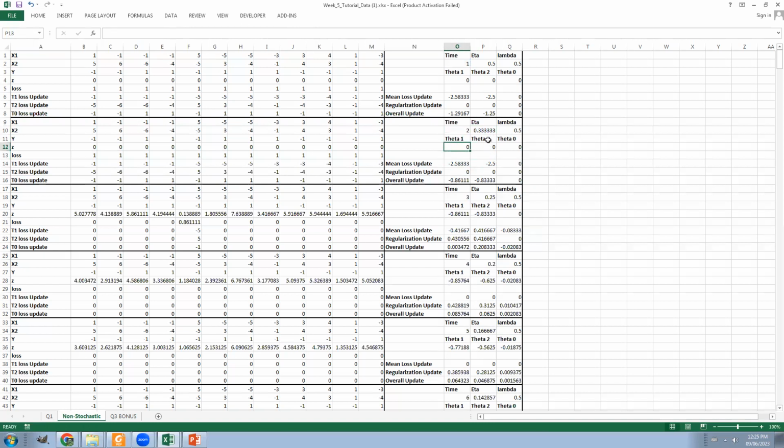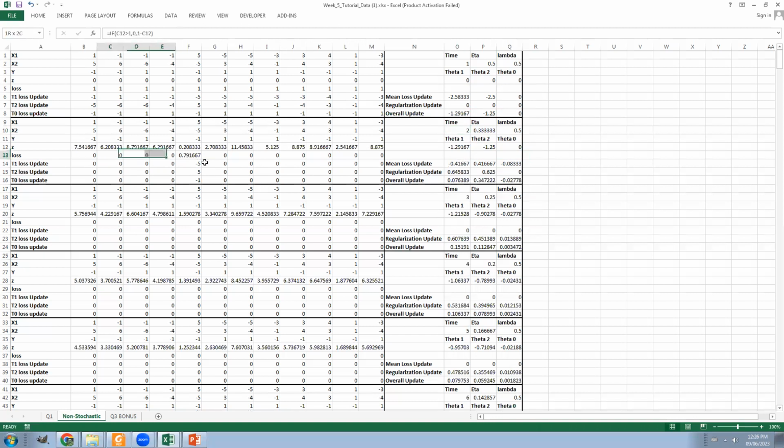What should the thetas be? The new theta should be the previous theta plus this overall update I got. And then the same thing for theta 2: the old theta 2 plus the update for theta 2. And the new theta 0 should be the old theta 0 plus the update for theta 0. Right? And so with those changes, now my thetas are updating, my etas are updating, my time is updating, which means that all of this stuff will change, and we should get some good stuff happening here.